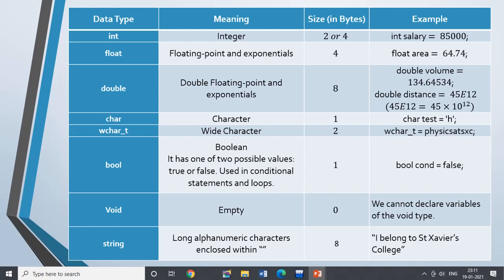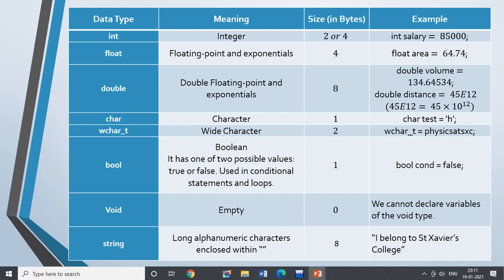Float. Floating point is a number which has exponentials, a number which has a lot of decimal places. It can be considered as a float and it has a higher size, that is 4 bytes. There can be a double floating point with a much higher size of 8 bytes. There can be a character. Character is a data type which is referred to in single quotes. Say char test = 'H', where H is given in single quotes.